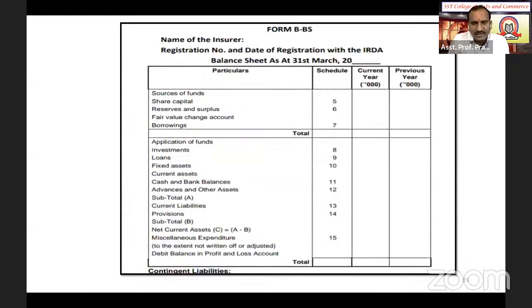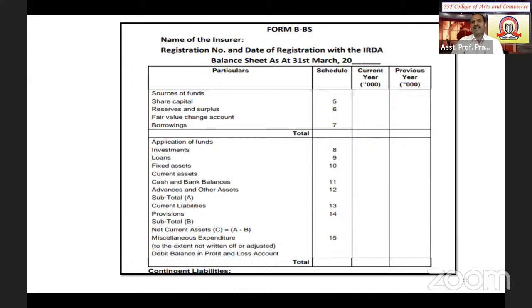Here, the balance sheet as per the form B-BS. We call it the liability side; in an insurance company, we say sources of funds, and assets are called application of funds. In sources of funds: share capital, reserves and surplus, fair value change, and borrowings.